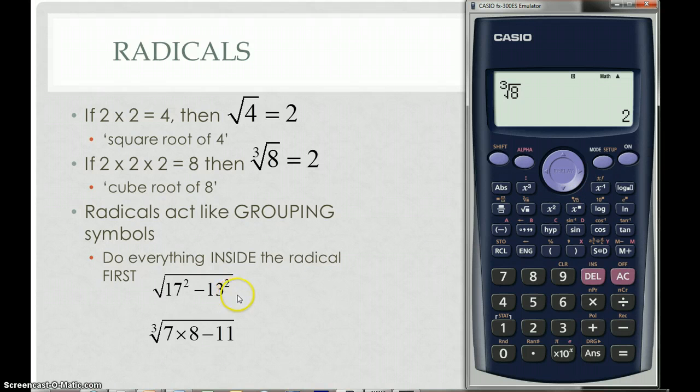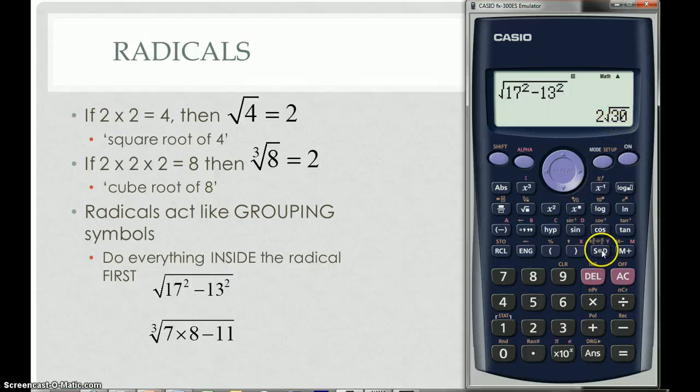Next, we need to remember that radicals act like grouping symbols. So you have to do everything inside the radical first. Now with this calculator, that's not that hard. So let's do the first one. I take the square root, and then I type it exactly the way it looks. 17 squared minus 13 squared. Your calculator automatically puts it inside the square root. If you don't have a calculator like this and it has parentheses, you have to make sure that you close parentheses.